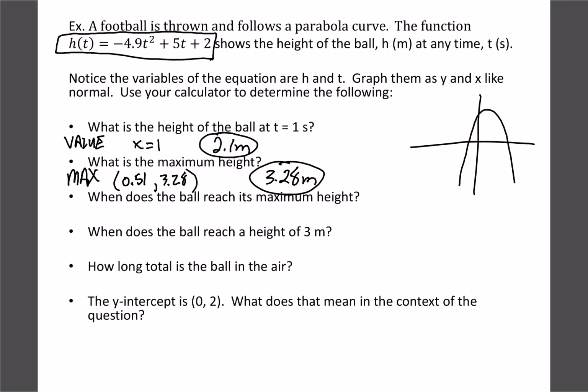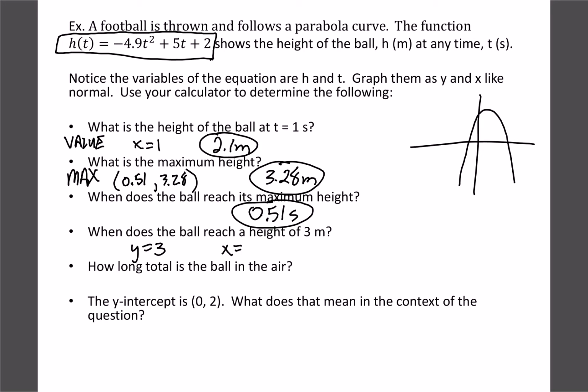The next question says, when does the ball reach the maximum height? That would be our time value of the maximum, which is our x coordinate. So that would be the 0.51 seconds. You can see we get two different things from that same vertex point. The next one says, when does the ball reach a height of 3? This is sort of a backwards value question. We want to put in a y of 3 and figure out what the x value is.